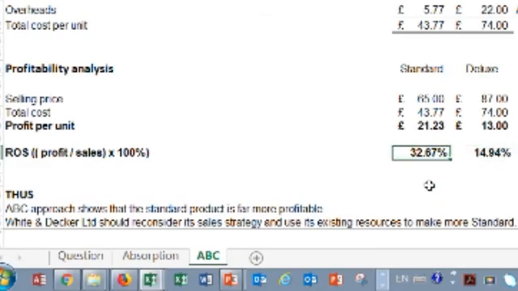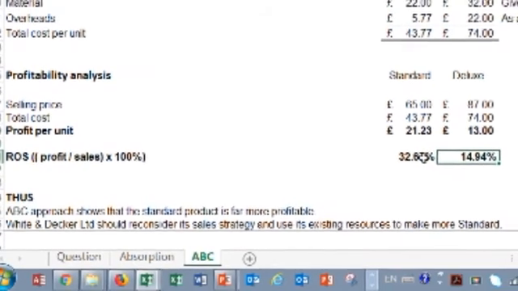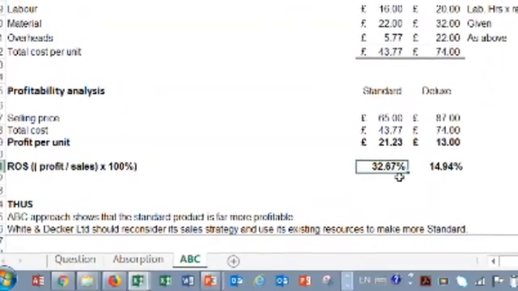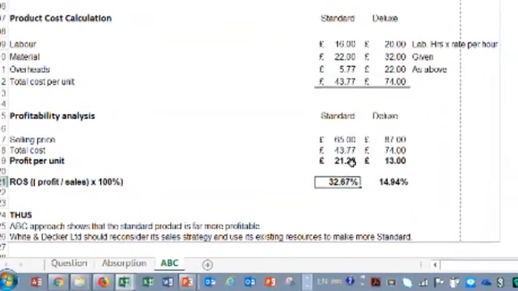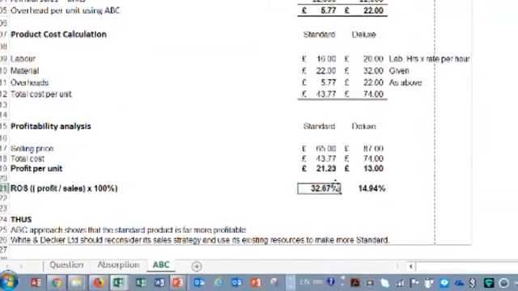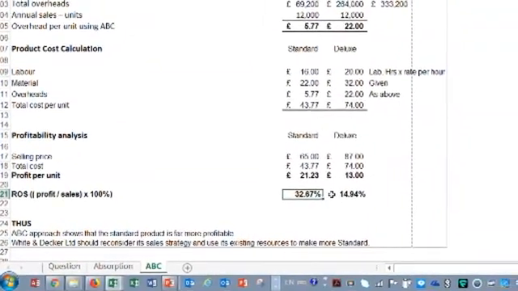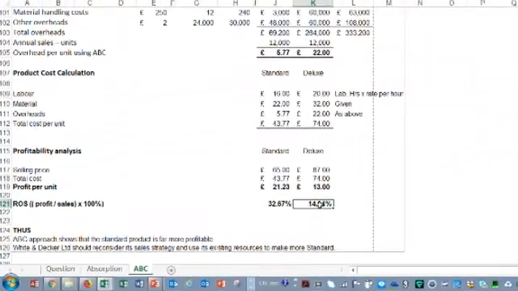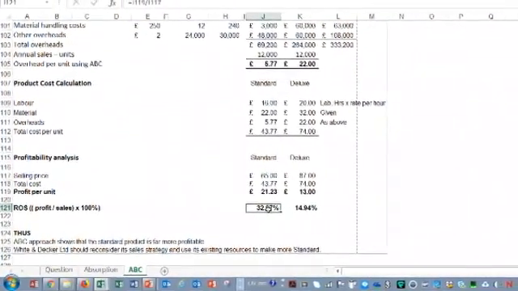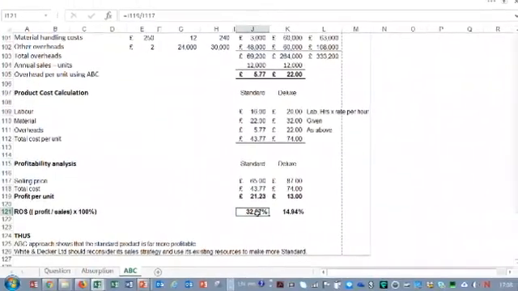So naturally, if preference is to be given, then you would like to produce more of standard than deluxe. Of course, this will also be determined by demand, whether you can produce and sell more of standard. But if the opportunity is there, you would like to do more marketing on standard as compared to deluxe, because that is more profitable to produce and sell.